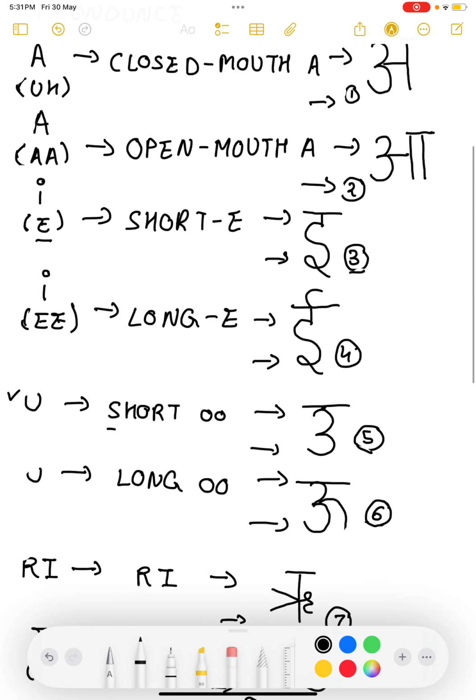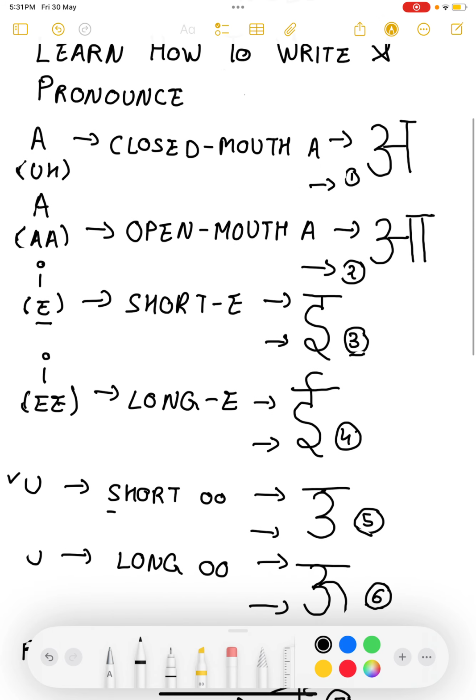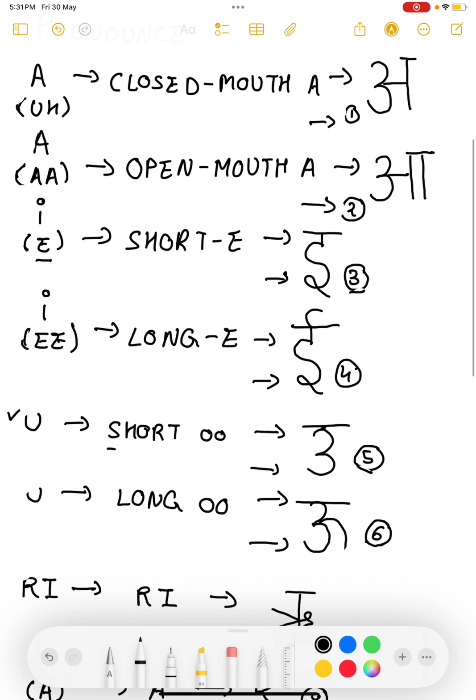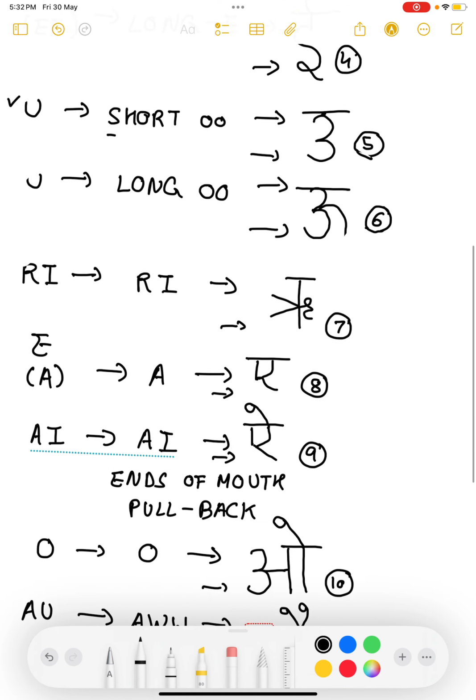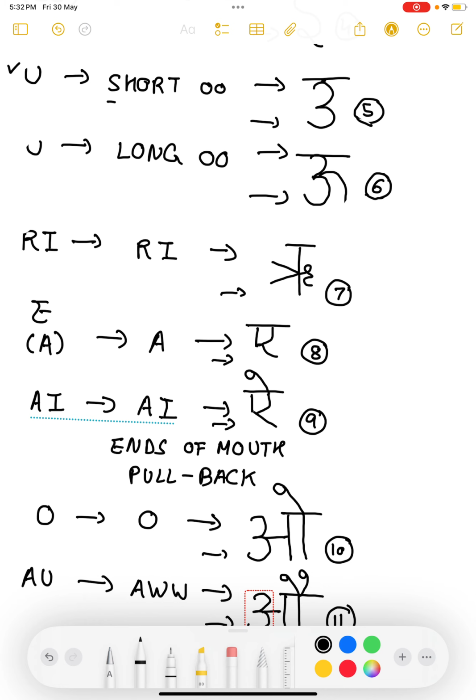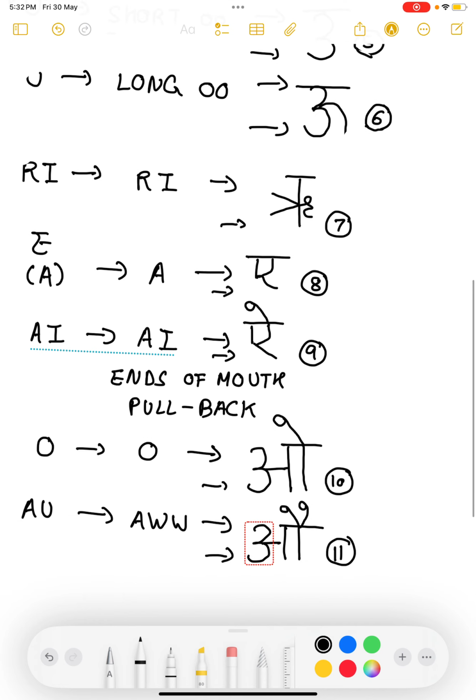So let's go in this pattern again. A, E, E, U, U, Ri, E, O, O.